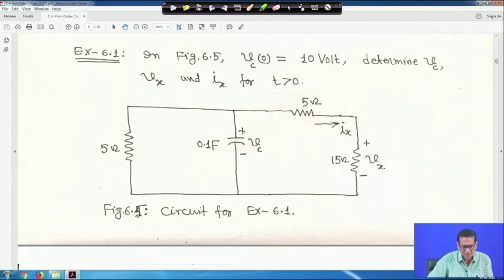Here a simple series parallel circuit is taken, right. A 5 ohm resistor is here, a 0.1 farad capacitor is there, with voltage across it Vc, and this is a 15 ohm resistor. The 5 and 15 ohm resistors are both in series, but are given separately, and the current through is Ix, and the voltage across the 15 ohm resistor is Vx. You have to find the initial value of the capacitor voltage, which is given as 10 volts, Vc0. We have to determine Vc, then Vx and Ix for t greater than 0. This we have to find out, right.